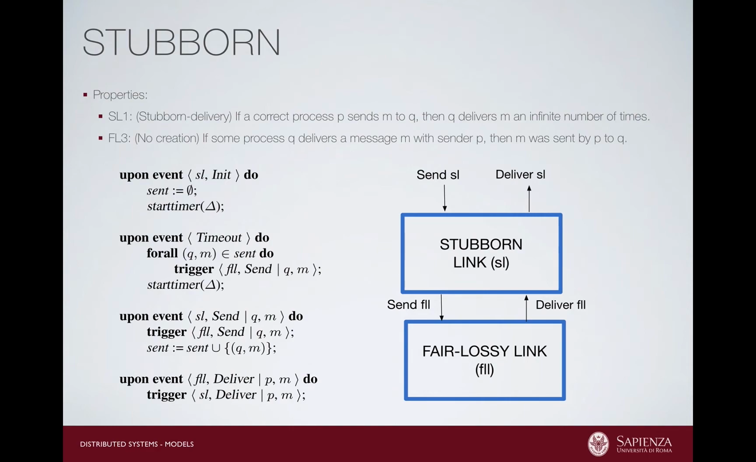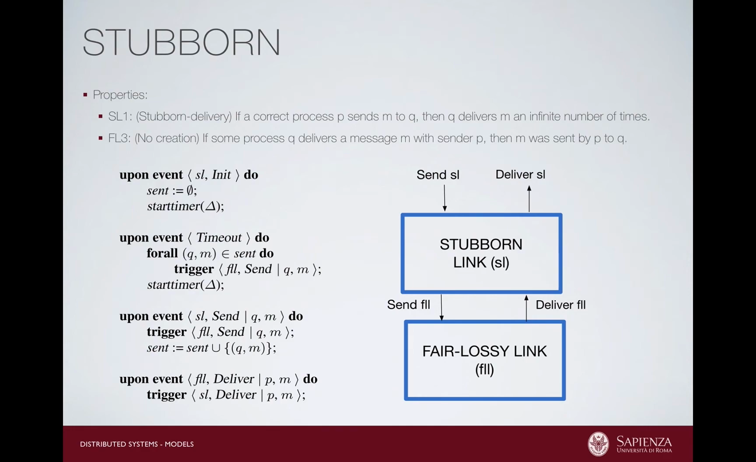Then we have the send handler, and we write SL, that means stubborn link, event send, and the event send has two parameters that are the process q and the message m. So q is the process you have to send to, and m is the message that you want to send. When this event is triggered, what our code does is trigger the send event for the fair lossy link, so it's sending the message to the layer below, and then it puts inside the set sent a pair, where the first component of the pair is the process q, the destination process, and the second is the message that you want to send.